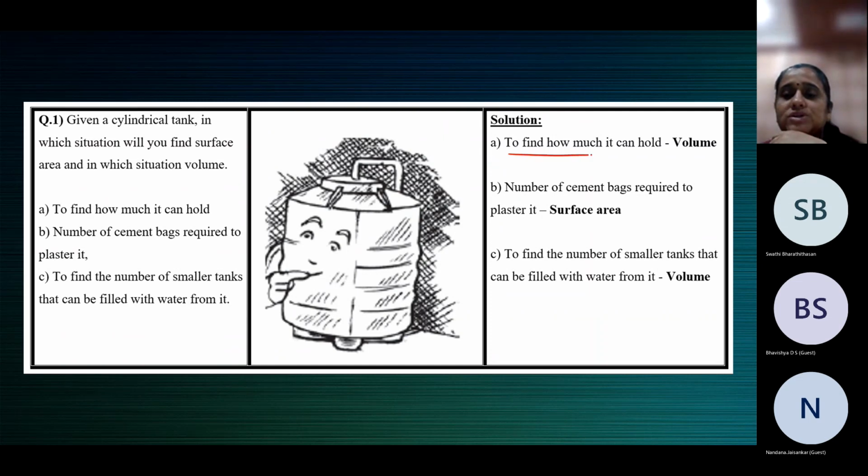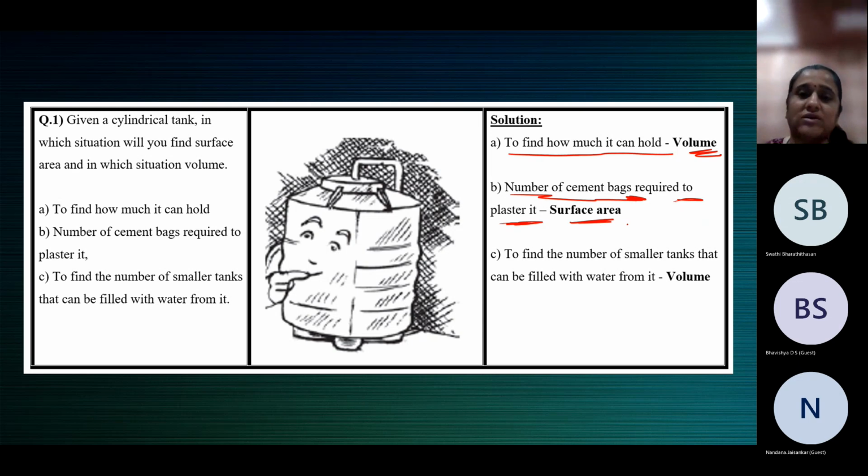So to find how much it can hold, you have to find the volume. To find the number of cement bags required to plaster it, where will we plaster? You will not fill the tank with cement. If you're filling it with something, it's volume. Plastering is done on the surfaces, the inside surface and the outside surface. So it is the surface area.